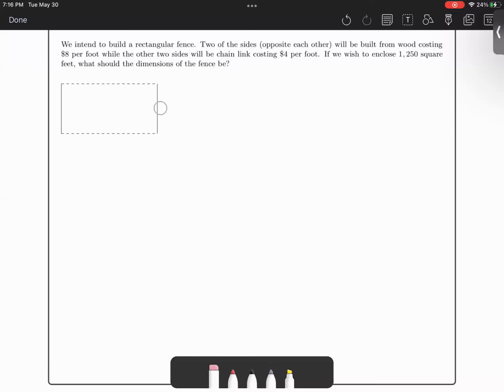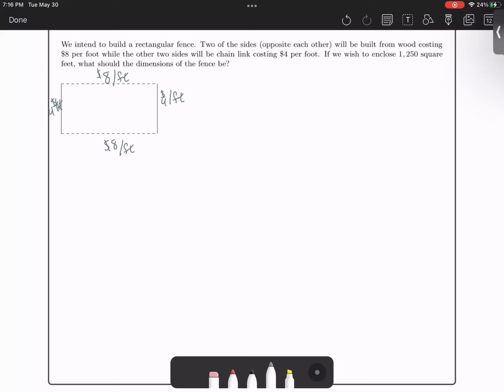In fact, I'm going to do this on purpose. I'm going to make the wood this side, the $8 per foot. And I'm going to make the chain link the solid. This was at $4 per foot. Okay, so notice those don't give me the lengths of those lines. They give me the rates of those lines, right? The rate of cost of those lines. All right, let's keep reading.